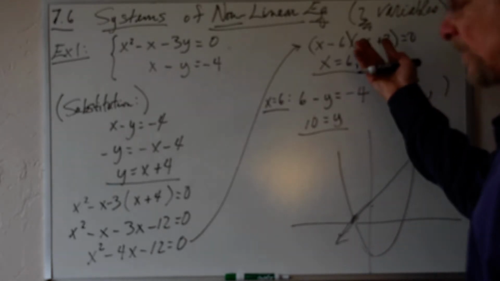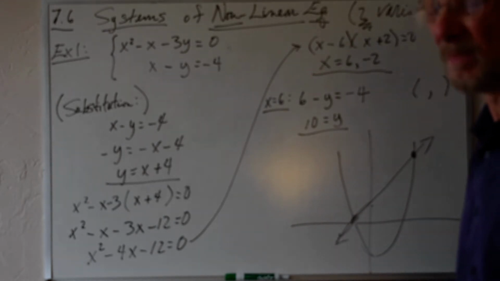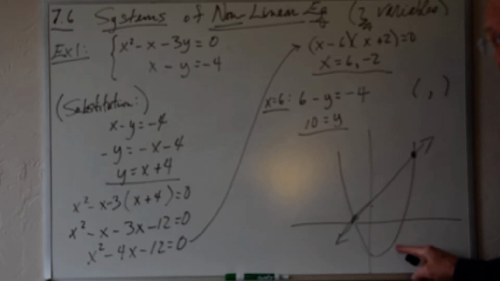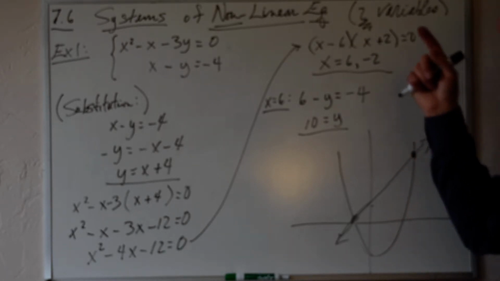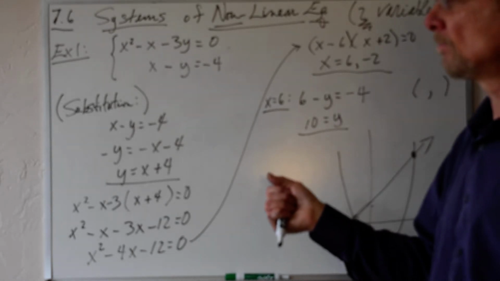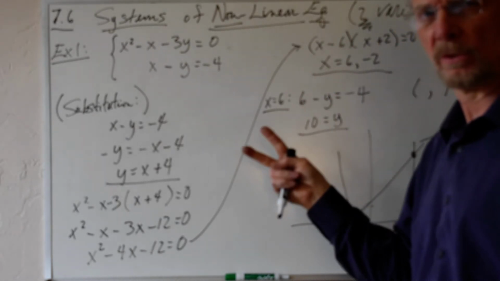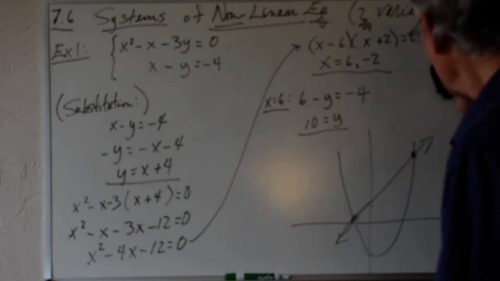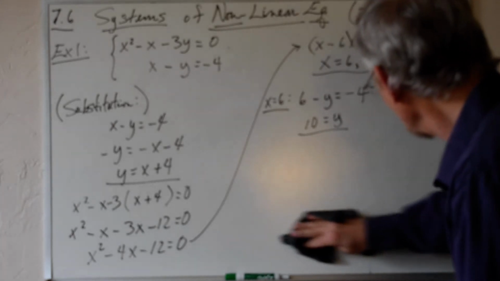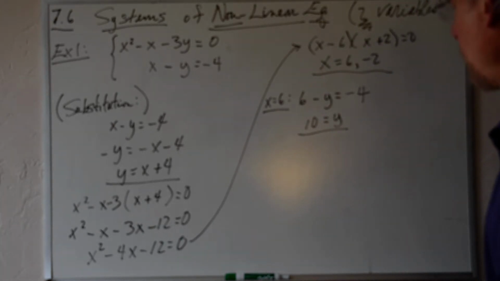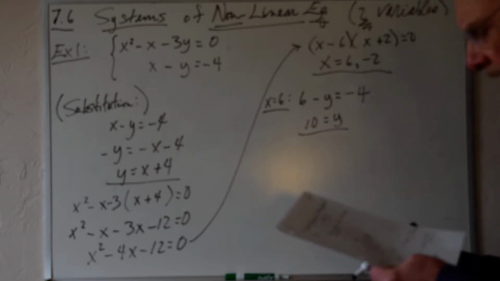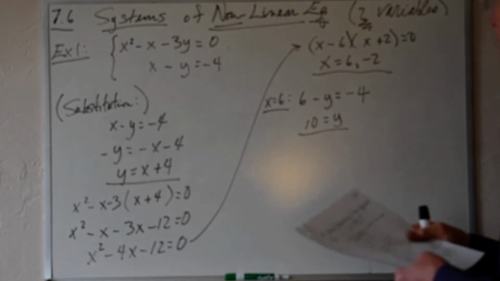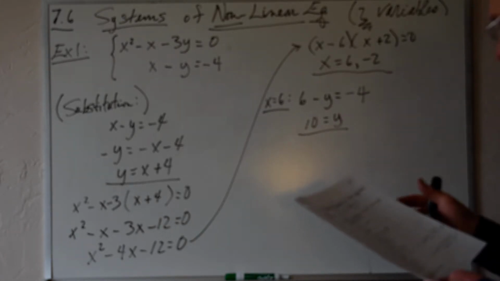But if the parabola shifted up, the line would miss it, so a line could miss a parabola entirely too. Or the line could go by and just touch in one point. So you can have no solutions, one solution, or two solutions. In this case, we have two solutions. So I think that this combination, x equals 6, y equals 10, is a solution.